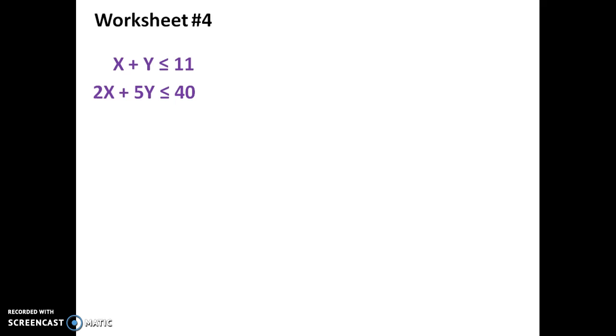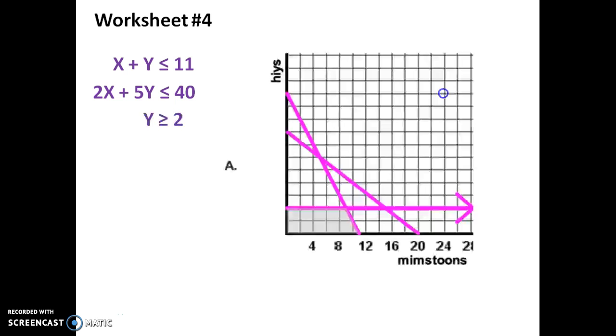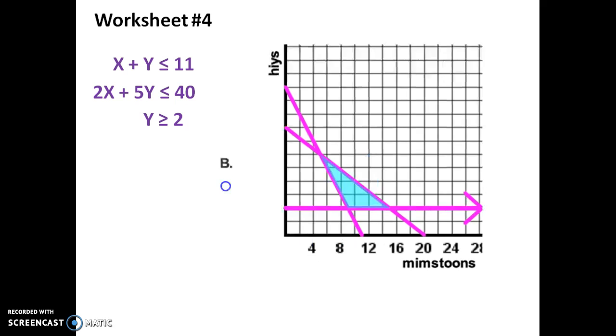We have x plus y is less than or equal to 11, 2x plus 5y is less than or equal to 40, and y is greater than or equal to 2. So we'll start here. We see y is greater than or equal to 2. We always start with this one, even though it's usually the bottom inequality, because it's the easiest one to see whether it's true or not. So we want to be shaded above. However, we are not. We are shaded below. This is not the correct inequality.